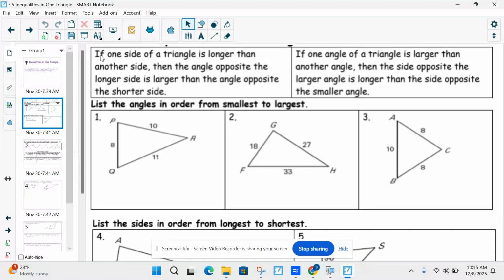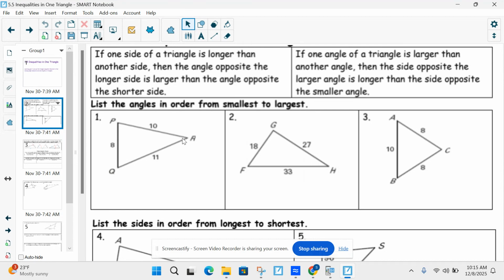So we know that if one side of a triangle is longer than another, then the angle opposite the longer side is larger than the angle opposite of the shorter side. Vice versa, if one angle of a triangle is larger than another angle, then the side opposite the larger angle is longer than the side opposite of the smaller angle. So the bigger the angle, the bigger the opposite side is going to be.